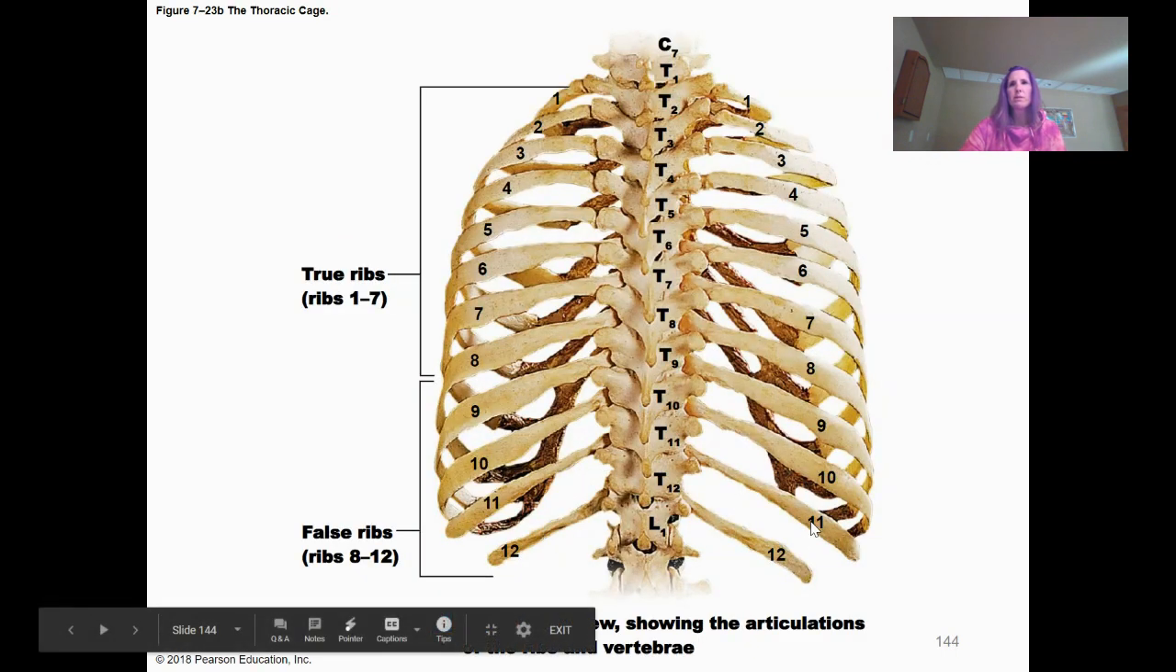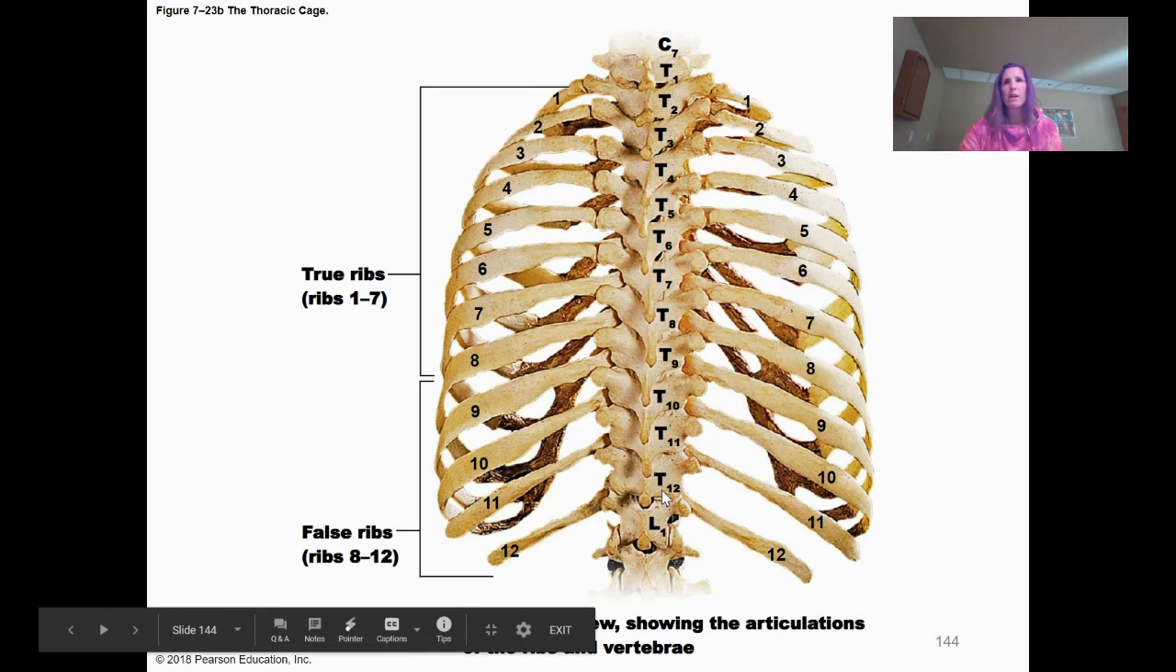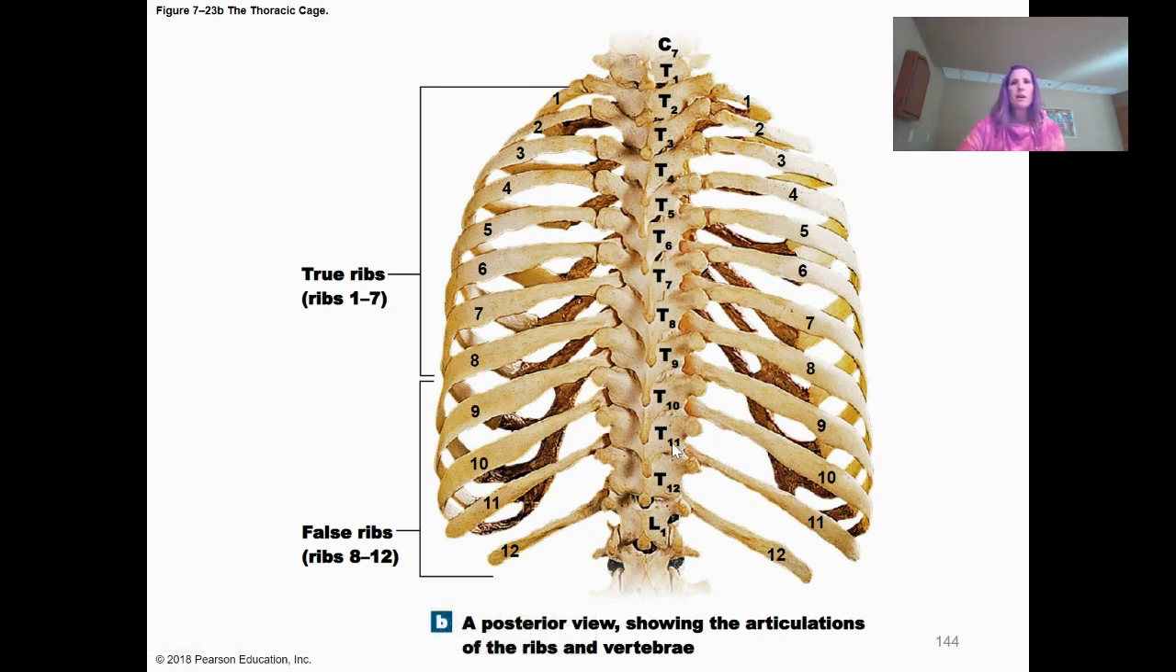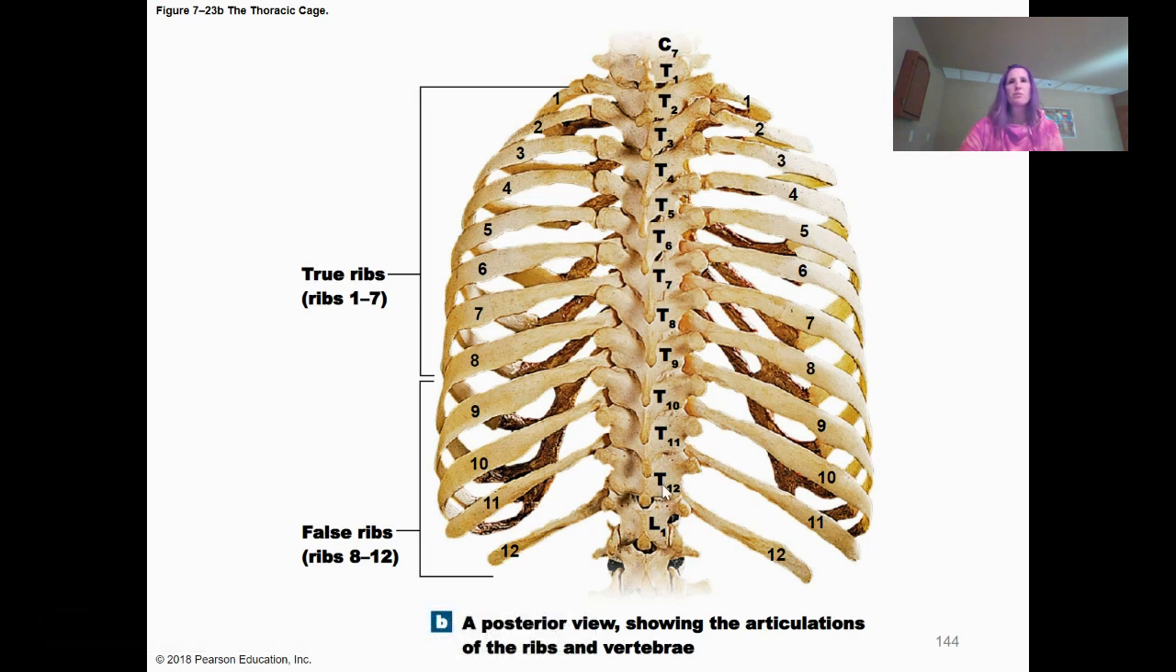So here you can see a little bit better, 11 and 12 on the posterior side. They're only attached to the vertebrae. And it should make sense, you guys, when we are numbering these ribs. The floating rib 11 attaches to thoracic vertebrae 11. Floating rib 12 attaches to thoracic vertebrae number 12.